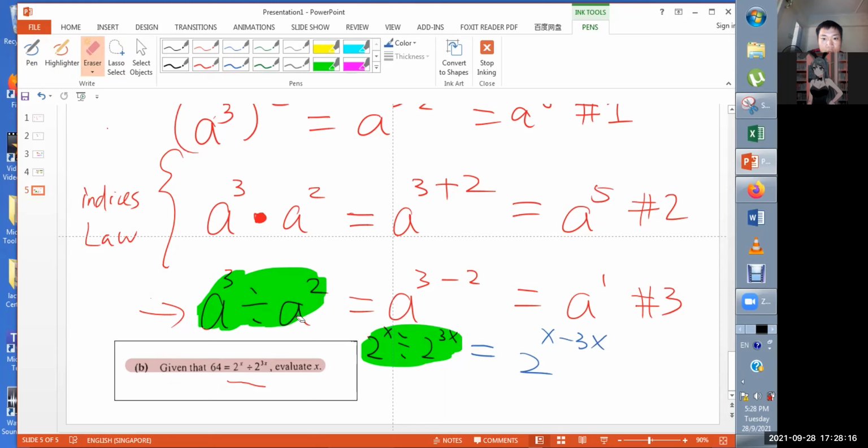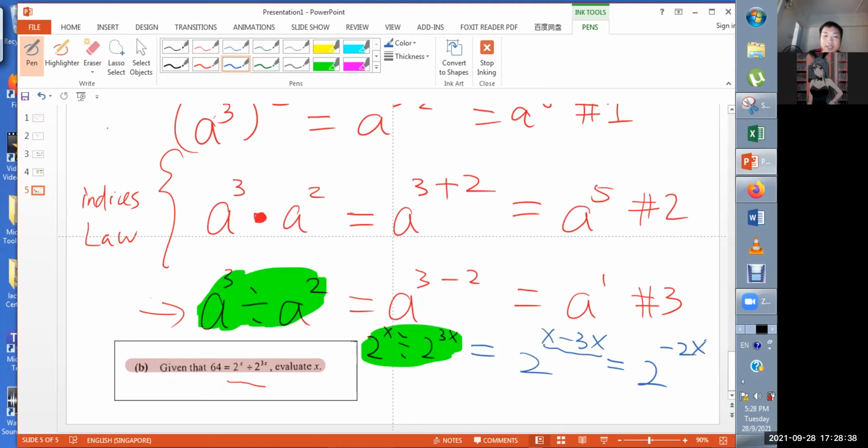I'm making use of this rule number 3. I apply it to this, and I end up with this. And x minus 3x, what do you get? For this one? Negative 2x. Very good. So this is your right hand side.